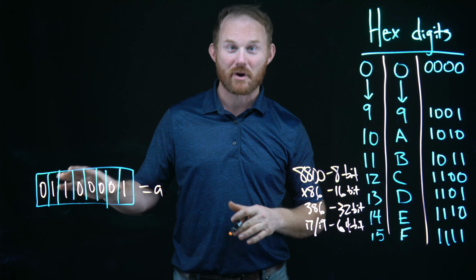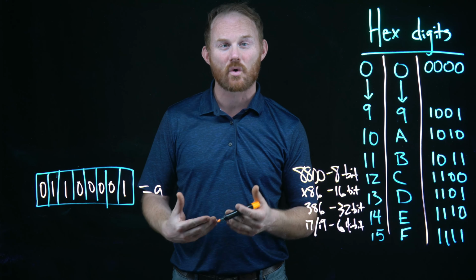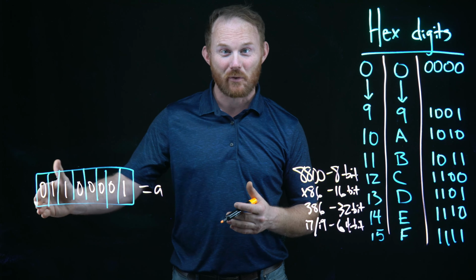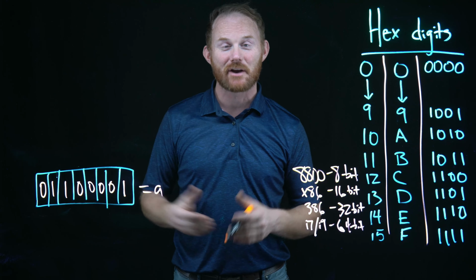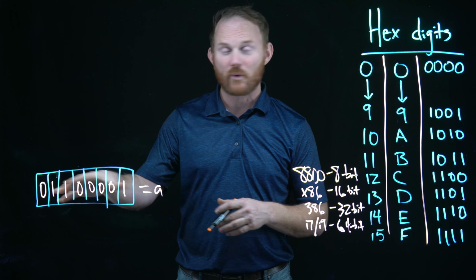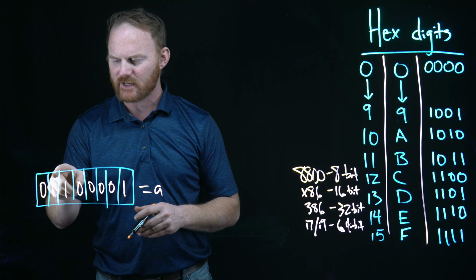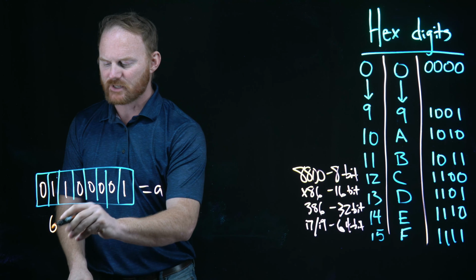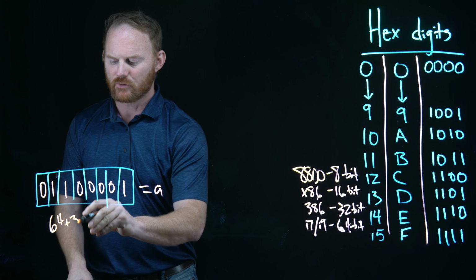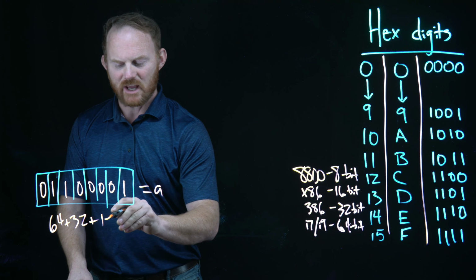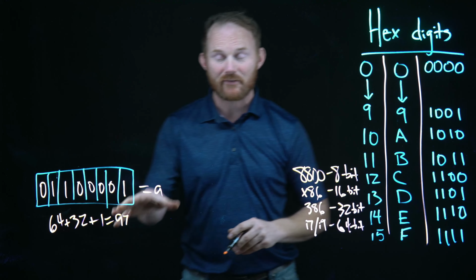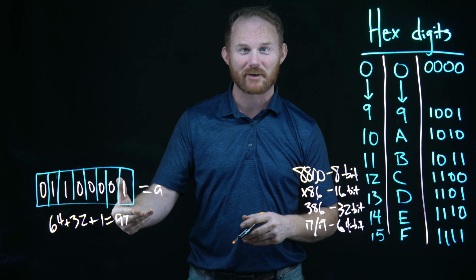You can make pretty much any character on your keyboard with a single byte. It is an 8-digit binary number. All right, and if we total this up quick, okay, we're out here. This is the 128 place. This is the 64. So we have 64 plus 32 plus 1 equals 97. So what we have here in decimal is the number 97.